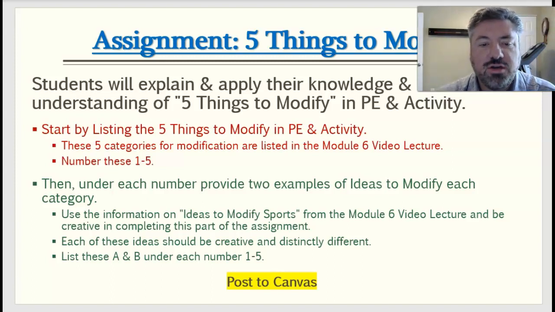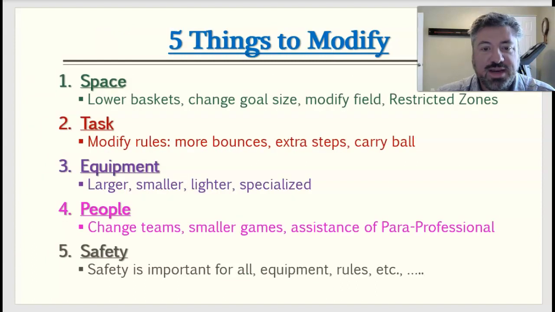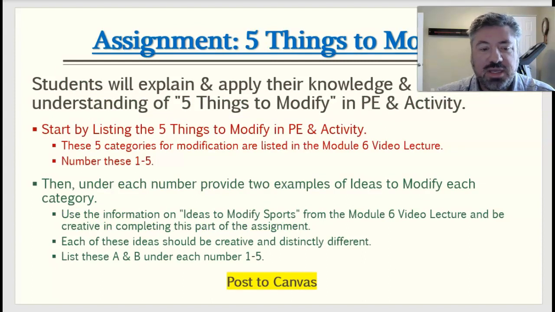So you're going to start by listing the 5 things to modify in PE. Those are the 5 categories. You're going to list the 5 categories in this lecture, and you're going to number them 1 through 5. Then under 1 through 5, you're going to put an A and a B. So under each number, you're going to provide 2 examples of specific ideas to modify each category. So if category 1, I'll go back to the slide, show you again, is space, under space, you're going to have an A and B, and you're going to give me examples of how to modify space.